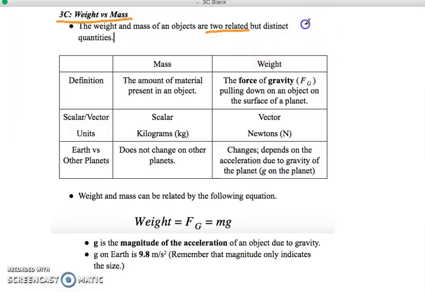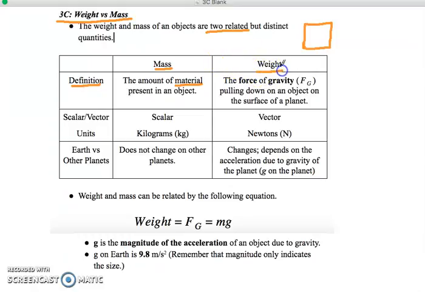So again, any object is really going to have both weight and mass. We'll have both of those. So we'll start with the definition. So mass, that's the amount of material in an object. We just talked about that in the previous notes. So again, not how big it is, but how much stuff is in it.